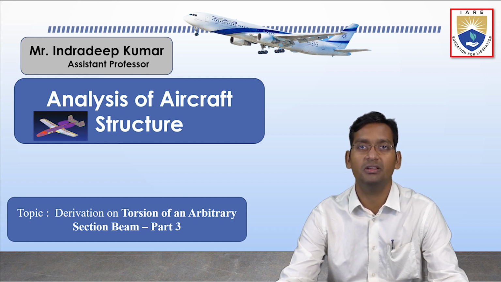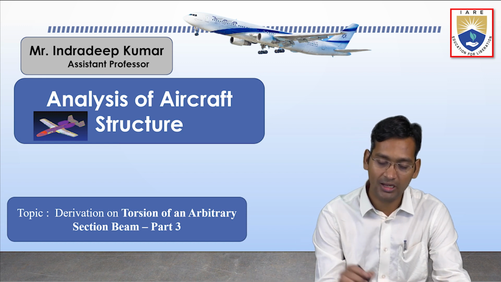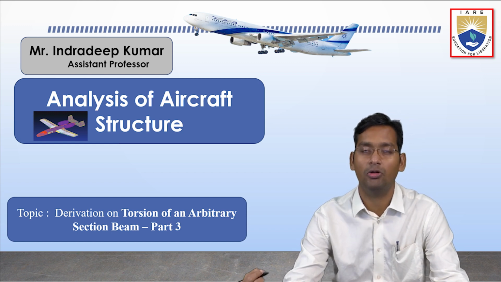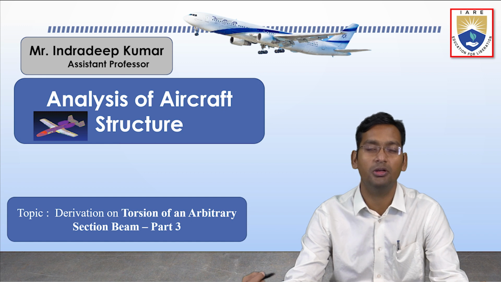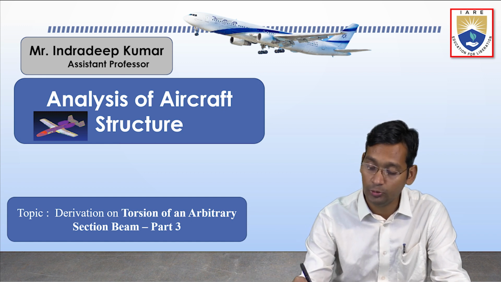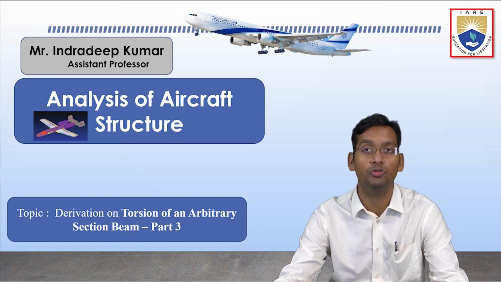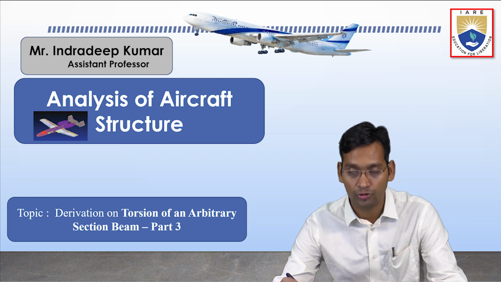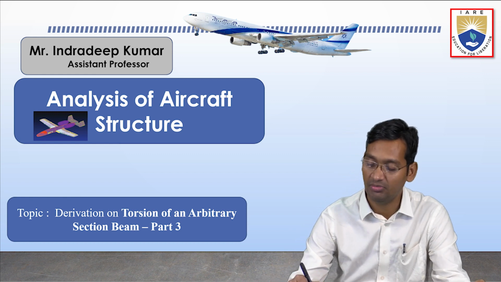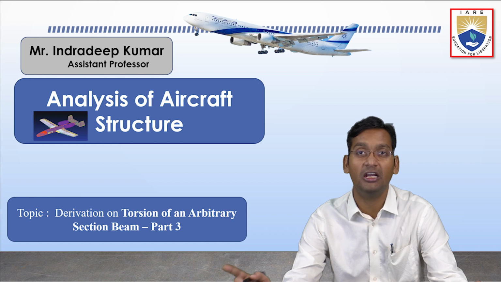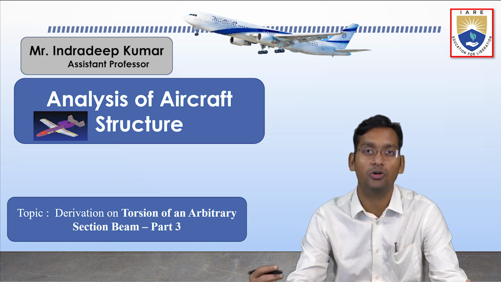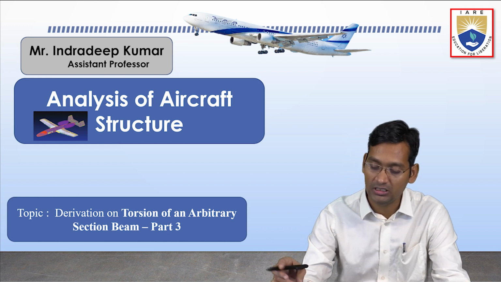In this video, we will see the derivation on torsion of an arbitrary section beam. Earlier also we had seen the derivation, and already I told you that other derivations are also there. Based on this, we will see how we can solve the numericals, and at the same time, the derivation of the second type: what they can ask or how they can twist the question.